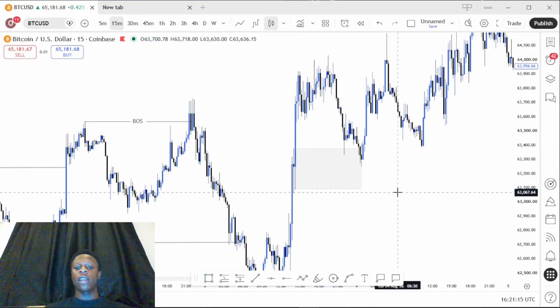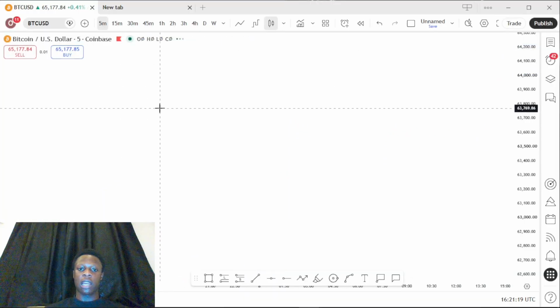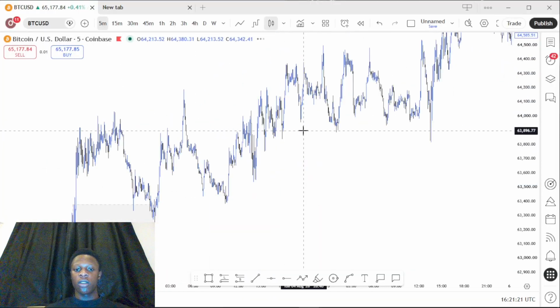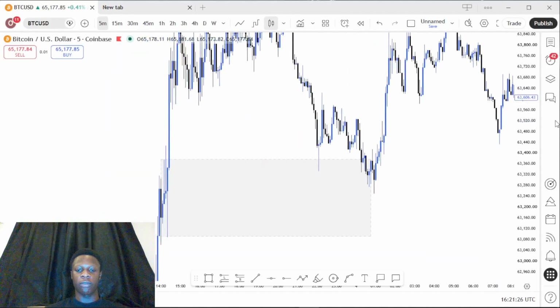Can you try to see right here, and I got this. I think I used the 5 minutes time frame. Yes, I used the 5 minutes time frame. It was clear on the 5 minutes time frame, right?